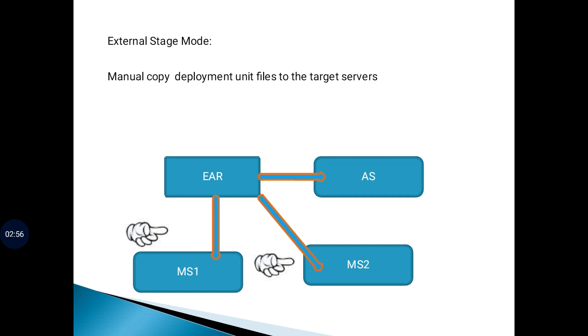External stage mode is similar to your stage mode. In this, we need to manually copy the deployment or archive files to the target servers. So for your managed servers, we are going to copy the archive files. The admin server does not automatically copy the deployment files to these targeted servers in this case. So it is almost similar to the stage mode. And here you need to manually copy these files or use any third party application to copy the files to them.